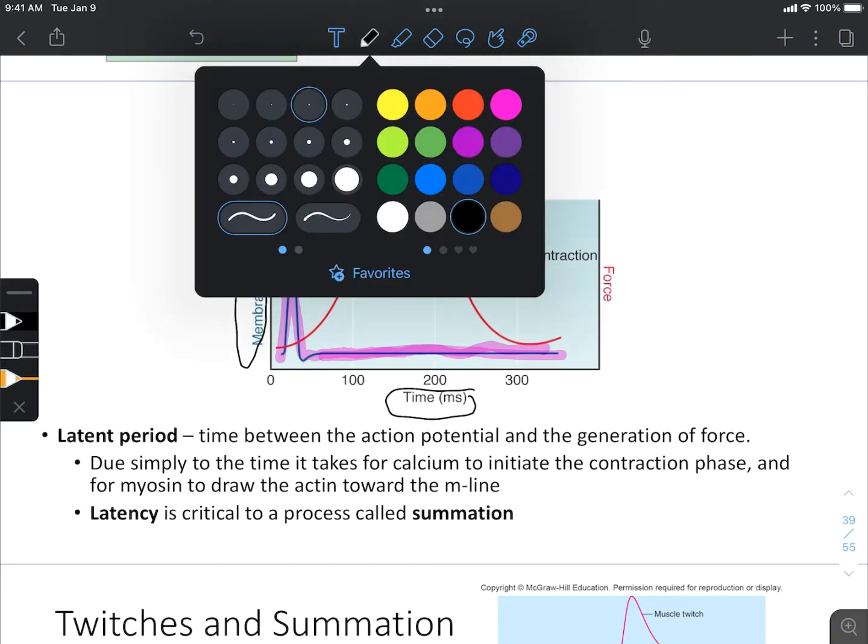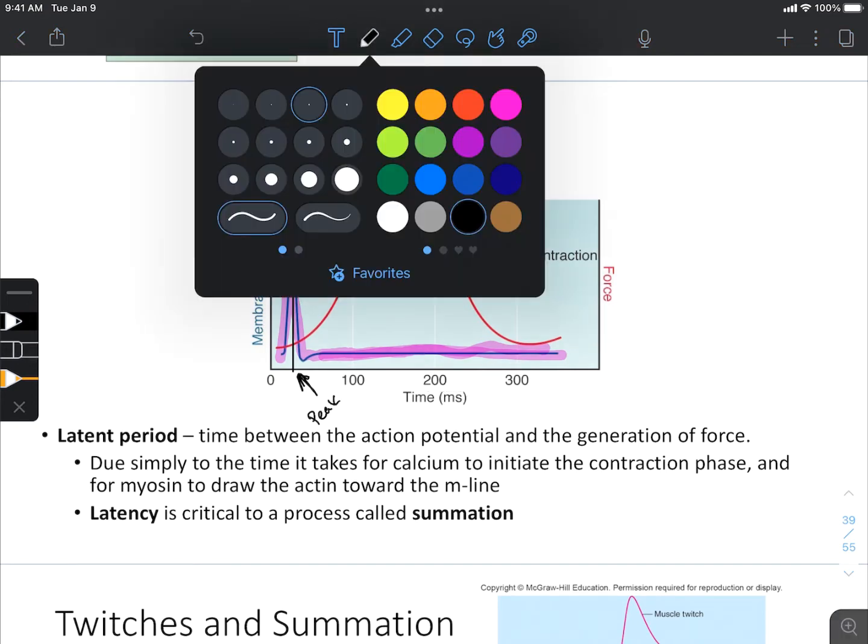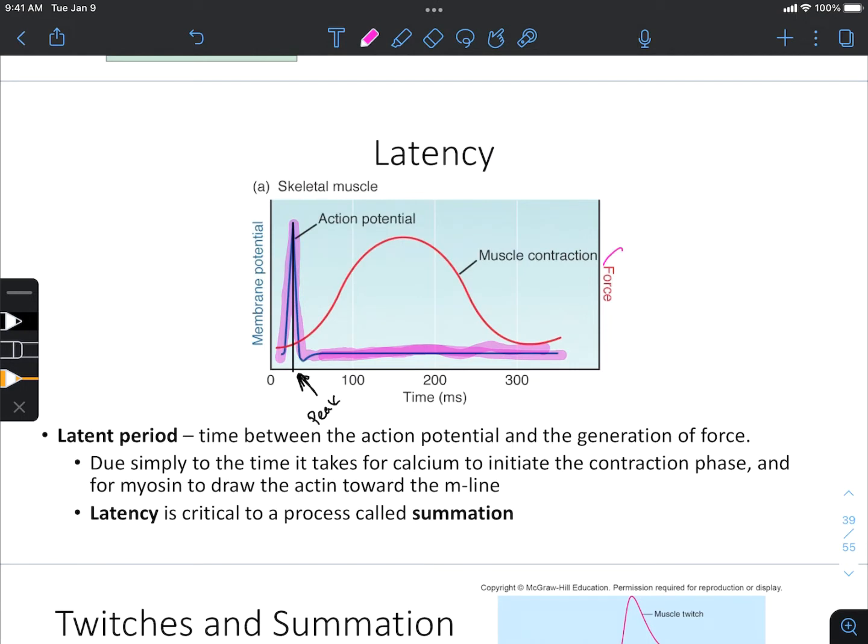Now, if we follow this action potential, if we start at the peak right here and follow it down, to the best of my ability to make a straight line, okay, about right there, I guess will work. This is the time at which the peak of the action potential occurs. Now, the next graph that we're looking at, placed right on top, is a graph where we measure force.